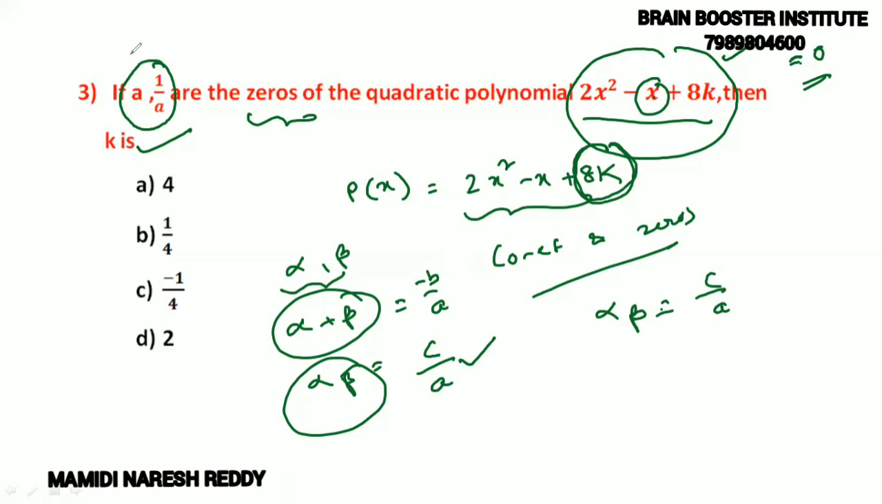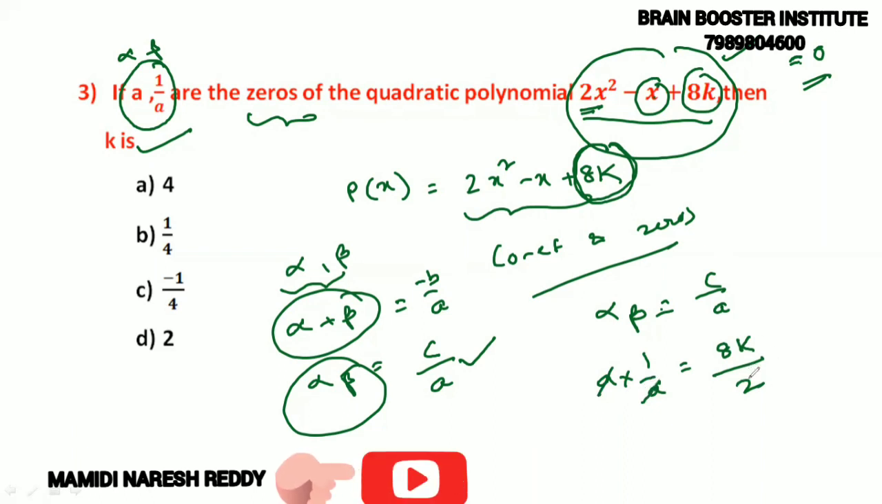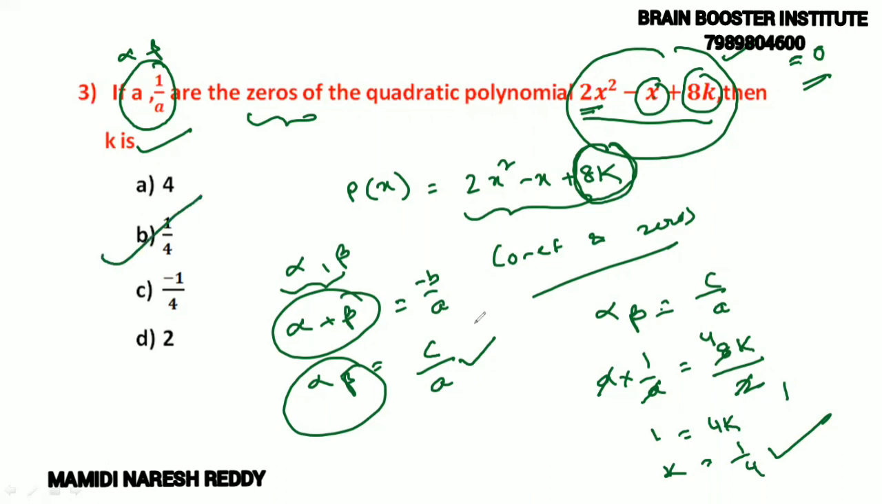Now alpha into beta means this is alpha and this is beta. Alpha is equal to a, substitute, children, and beta is equal to 1 by a, is equal to c by a, where c is the constant term. Constant term is 8k, and a means coefficient of x square, which is 2, my students here. Very simple. The a is getting cancelled, because they both are reciprocals here. Now here also there will be cancellation, 2 ones and 2 fours. Now ultimately in the next step we get 1 is equal to 4k. Now k is equal to 1 by 4. So the absolutely correct answer is option B, my dear students.